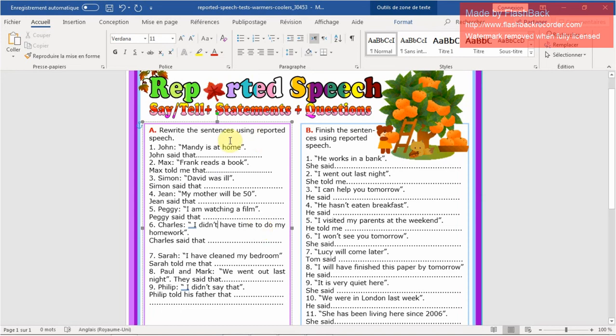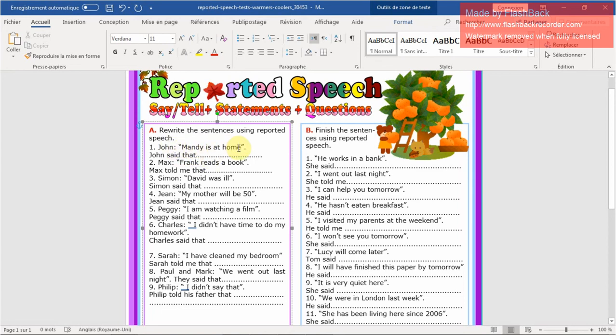Rewrite the sentences using reported speech. It means we have sentences in direct speech. We need to rewrite them using reported speech.